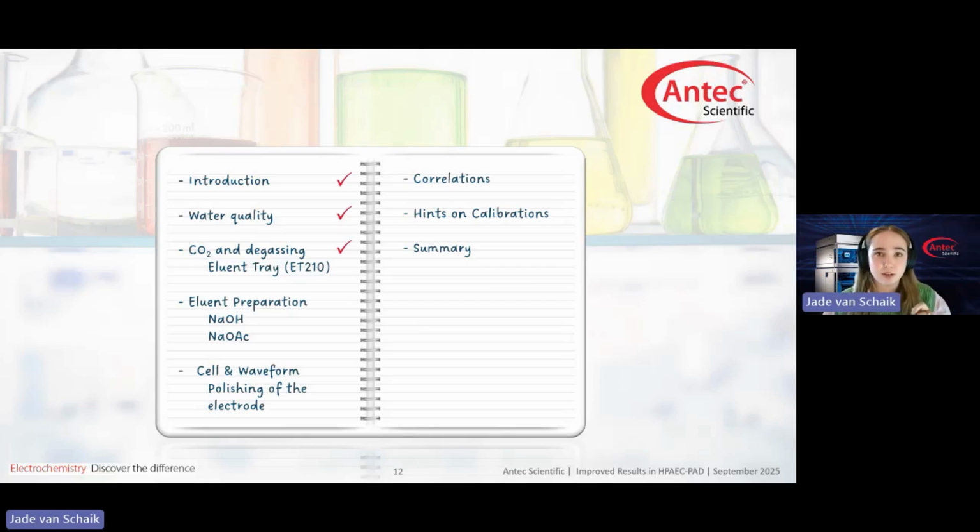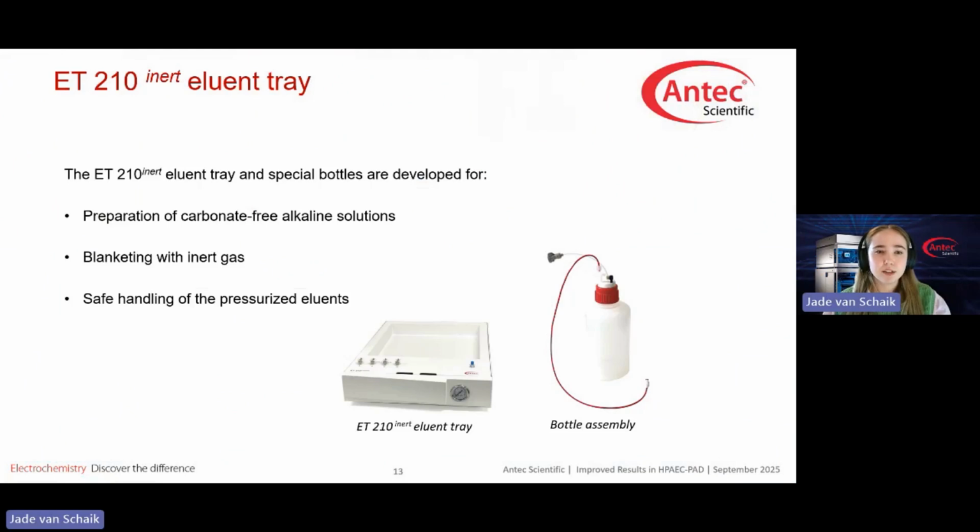Let's talk about the eluent tray. So now, what is the eluent tray ET210? It's a module designed to hold 4 2-liter bottles for preparing high-purity sodium hydroxide containing eluents, allowing sparging and blanketing. When we talk about an inert gas, we mean nitrogen for two reasons. A, it works, and B, it's cheaper than helium. We will show you how to use nitrogen for this. We have a short video which we will show you in a minute.